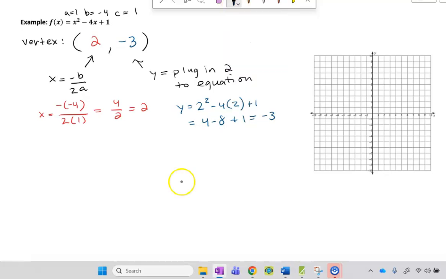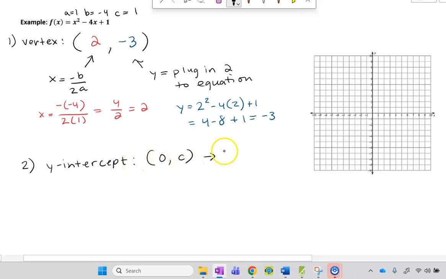So I now have my vertex, and I did a little bit of work for it. But the good news is, that's the first thing we needed. The good news is the y-intercept is always going to be super easy on this one. If you have trinomial form, then your y-intercept is (0, c), which is (0, 1), because that's the C term. And again, imagine if I plugged in a 0 for all the x's, everything would cancel and I'd be left with just that one.